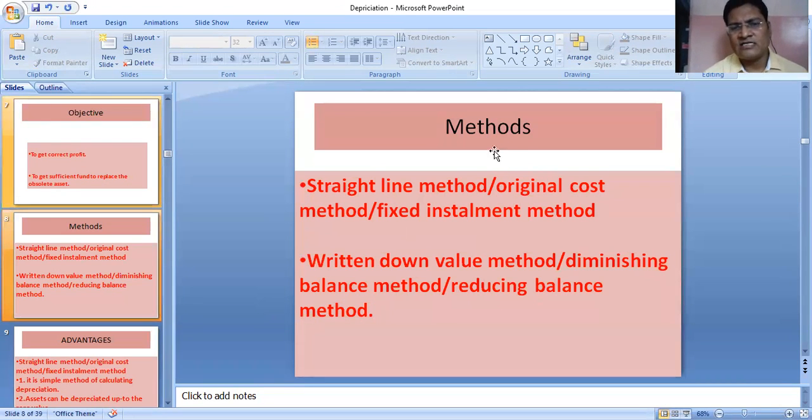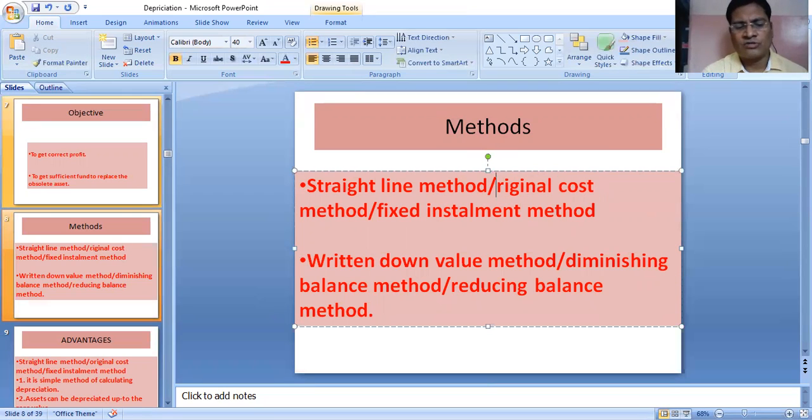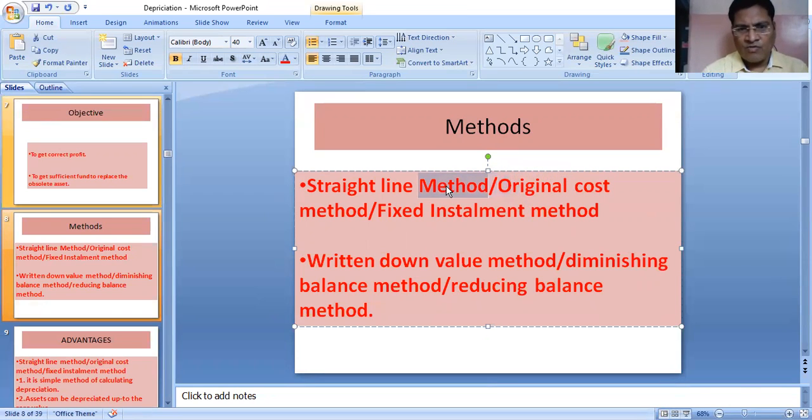Now there are 2 methods in our syllabus. Straight line method, which is also known as original cost method, and fixed installment method. The names are different, but the methods are all the same. So fixed installment method, straight line method, original cost method, whatever you say, these are all the methods by which we charge depreciation.